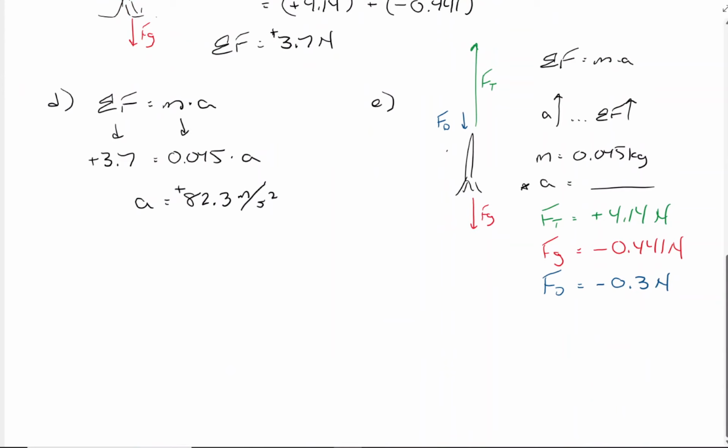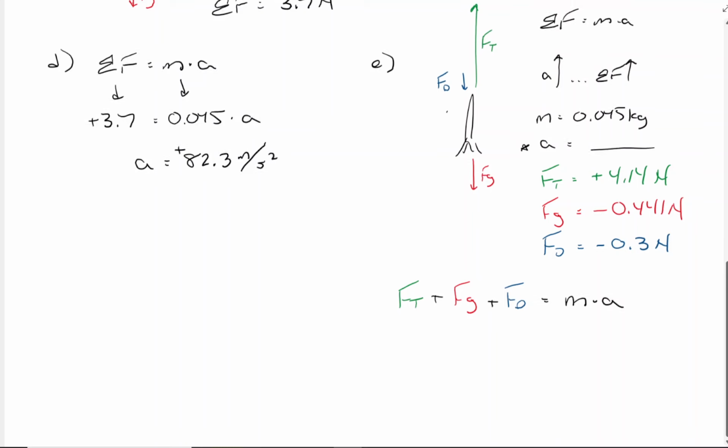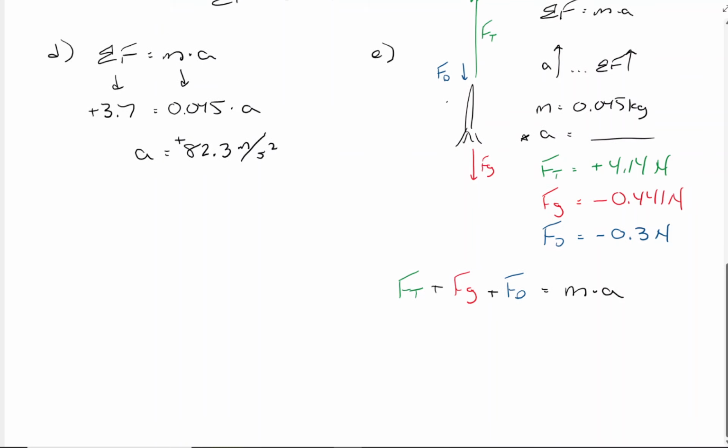Right, so now I have these three forces, one up, two down. They're going to sum together to cause this mass to accelerate. So I'm going to set up my second law equation, and I'm going to draw them out. I'm going to sum my forces: thrust plus gravity plus drag. If I add them all up, that's what the sum of the forces would be. That's going to cause the mass to accelerate. So I have three forces on the left side.